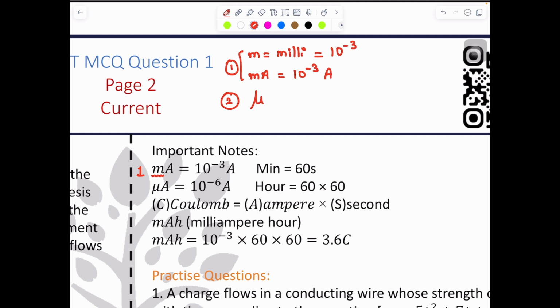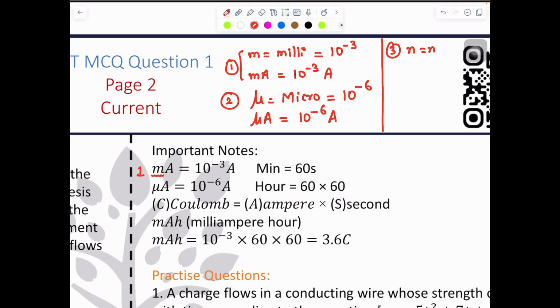micro. This is called micro. So micro means 10 raised to power negative 6. So if anyone gives you microampere, so can I simply say 10 raised to power negative 6 ampere? Fine. Sometimes they can give you other values also. Third, let's say small n, nano. Nano means 10 raised to power negative 9. Similarly, you can solve the other things.